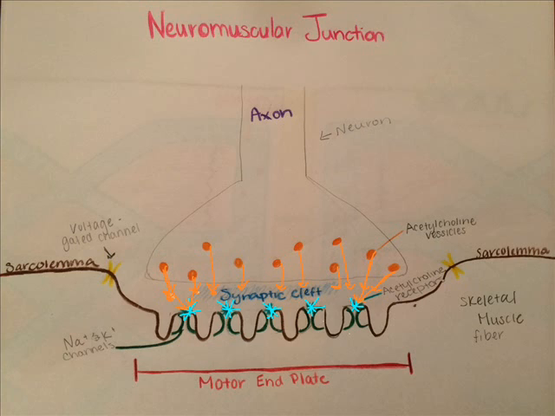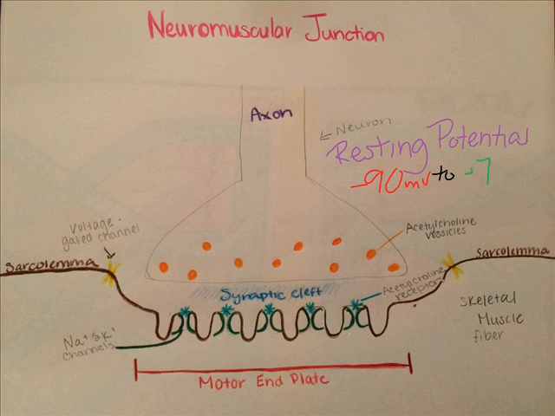Once acetylcholine vesicles are released into the synaptic cleft, they bind to the acetylcholine receptors. Binding of acetylcholine to the receptors opens sodium and potassium channels. These channels are ligand-gated, meaning they are activated by a chemical. In this case, that chemical is acetylcholine. Sodium flows into the sarcolemma, represented in the picture by the brown line, and potassium rushes out.